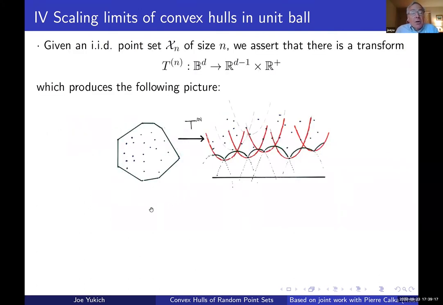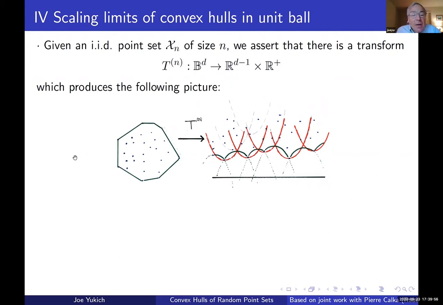So look, given an IID point set of size n, we assert that there is a transformation, here denoted as T superscript n, that carries the unit ball into the upper half space, R^(d-1) cross R plus, and it produces this picture. So we claim that there's a transform which carries the convex hull of an IID point set, that's this left-hand picture, into this picture on the right-hand side.